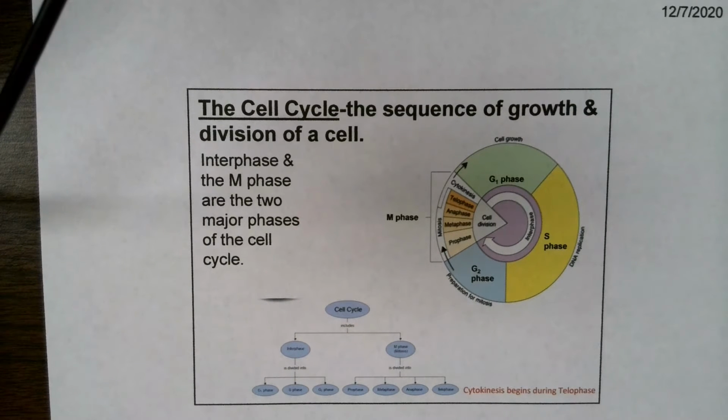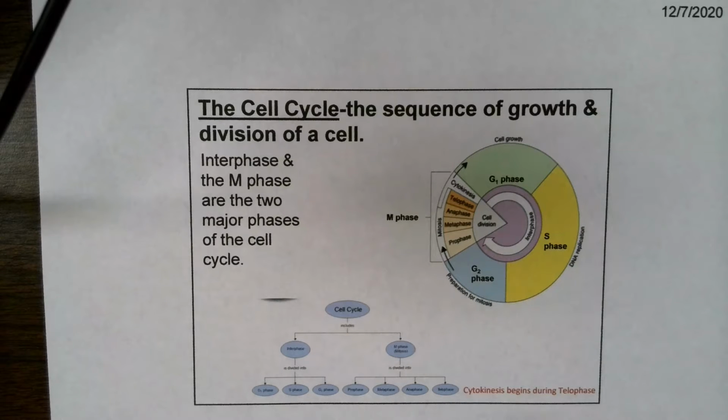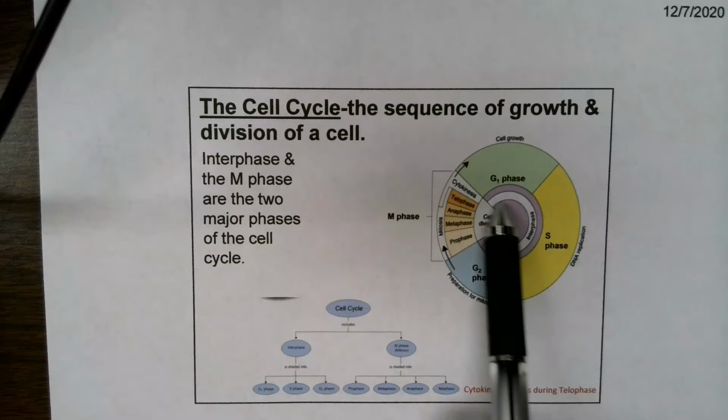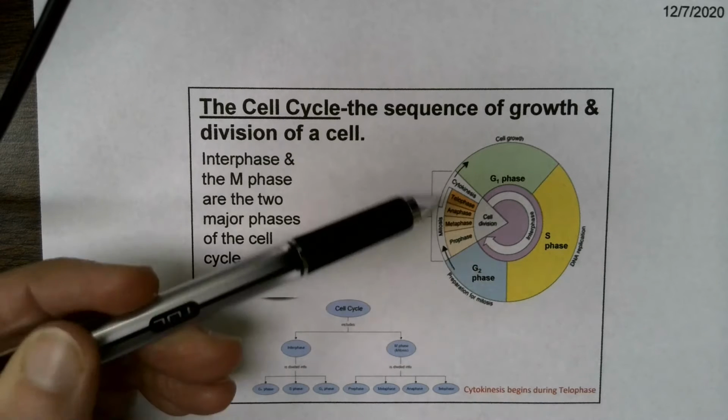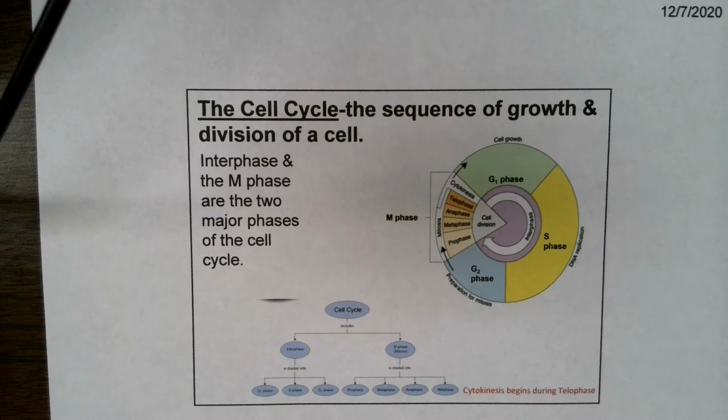Okay, so that being said, the cell cycle is divided into two main phases, interphase and the M phase. So when we look at the pie chart, interphase is that whole middle purple region, okay? And then the M phase is this little piece of the pie out here, all right? So those are the two main phases of the cell cycle. And then within the cell cycle, you have the other phases that you see there, okay?